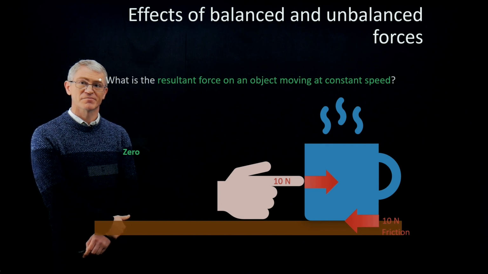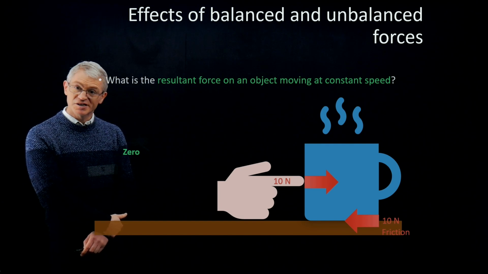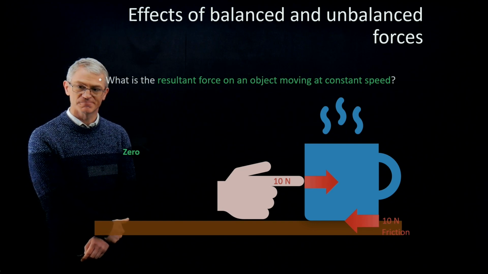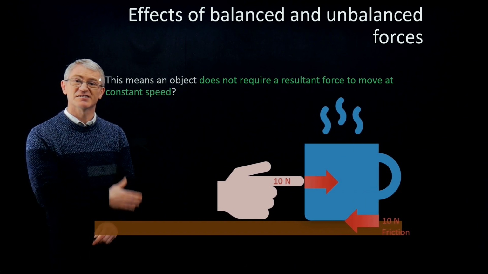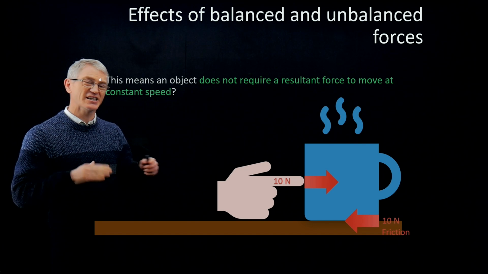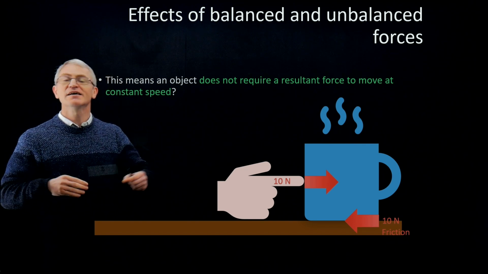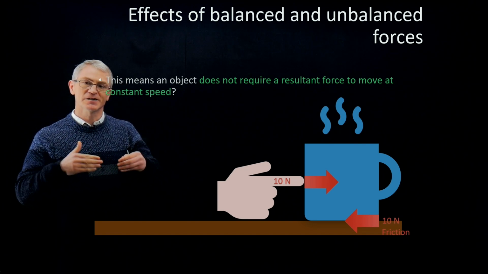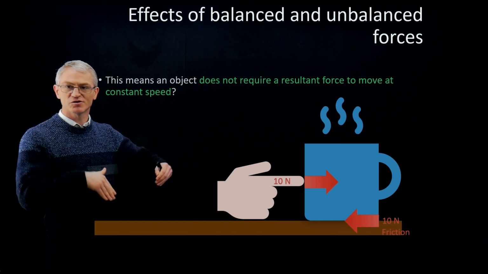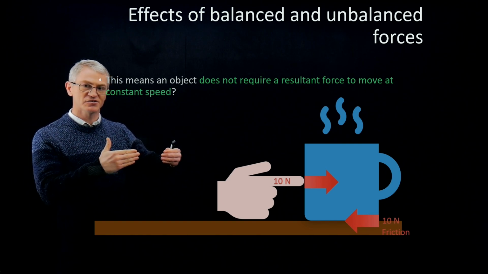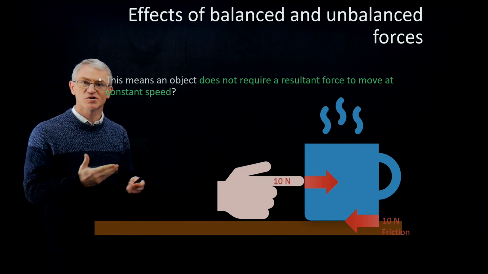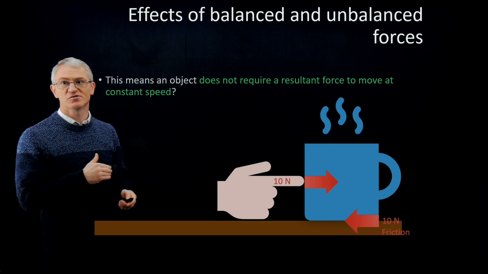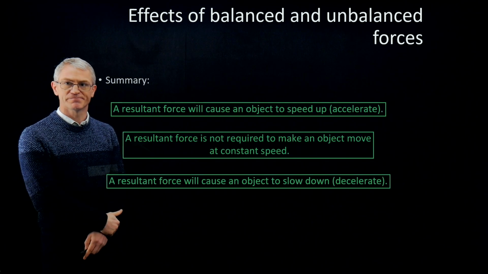But if it was already moving and I was doing this, the mug would be going at a constant speed. So for example, it's already moving and you've got this; it's going to go at that constant speed. If it's not moving and the forces are balanced, the mug will stay still. If it's already moving and the forces are balanced, then it's moving at a constant speed. You don't require a resultant force to move at constant speed if the object is moving already.